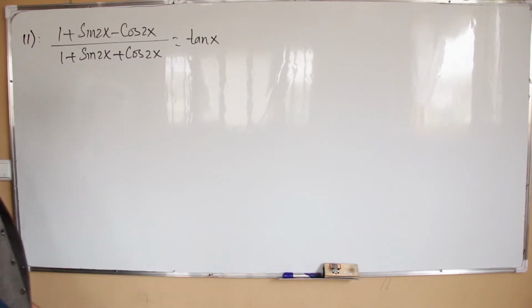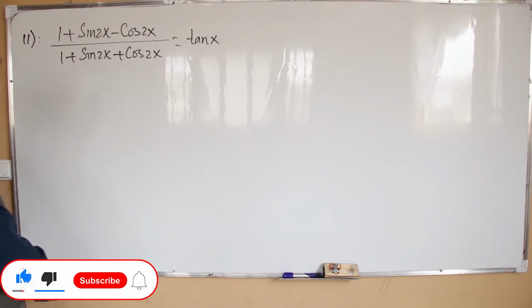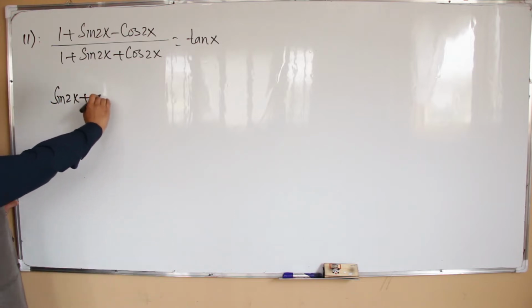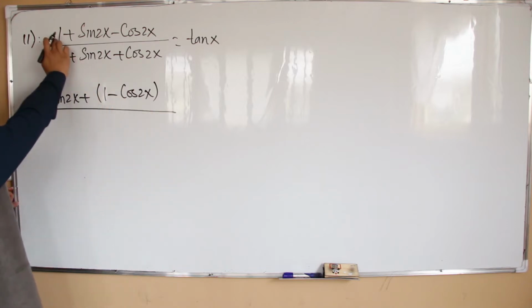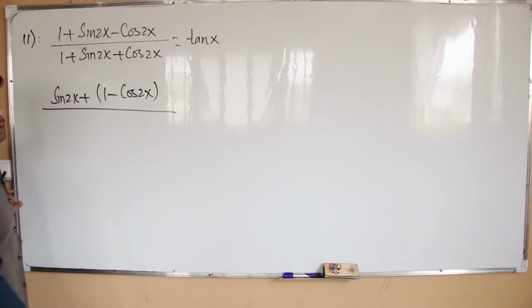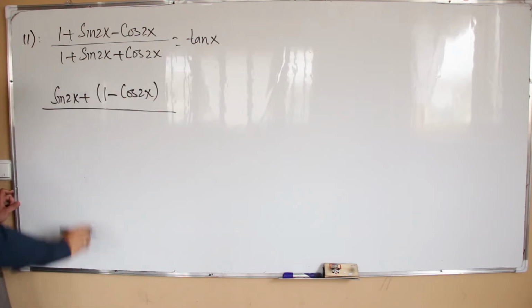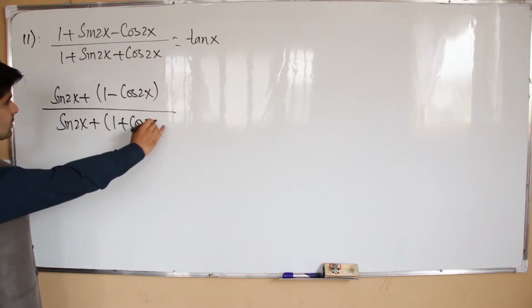Question number 11. It is like question number 10. 1 plus sine 2x minus cosine 2x divided by 1 plus sine 2x plus cosine 2x, it should be equal to tangent x. You have to prove this one. By the way, can I write this question as sine 2x plus 1 minus cosine 2x in the bracket? Yes, we can do. Plus 1 plus cosine 2x. Why do you write 1 with cosine? Because 1 with cosine we have formula according to question number 10. In here also sine 2x plus 1 plus cosine of 2x. Am I right?